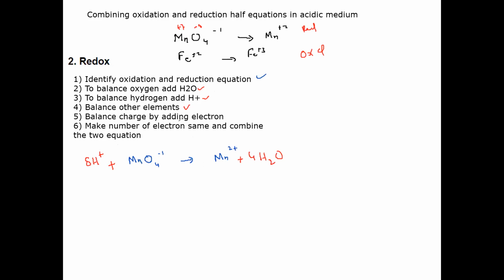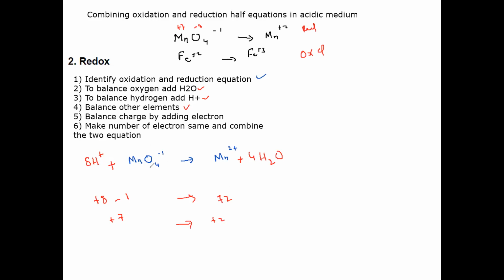Then to balance the charge, add electrons. Now, what is the total charge on the left hand side? Look, 1 hydrogen is +1. So 8 hydrogen will be +8. And this whole molecule is -1. So +8 -1, the total charge on the left hand side of this equation is +7. And what is the total charge on the right hand side? Water is a neutral molecule. Mn is 2 plus or +2. So the total charge is +2. So the charge is not balanced.